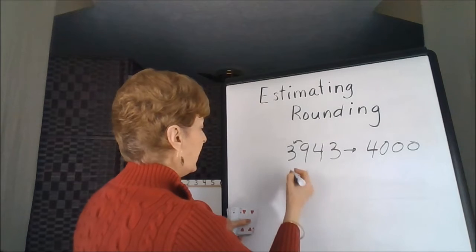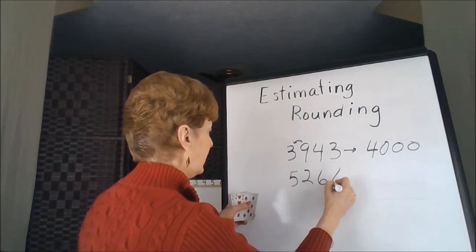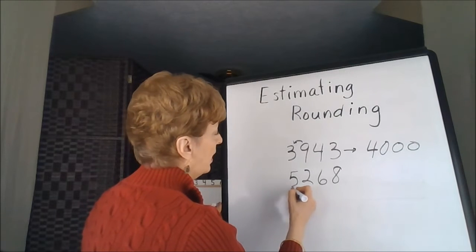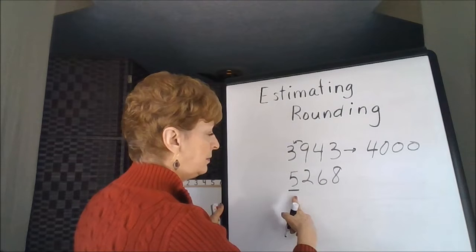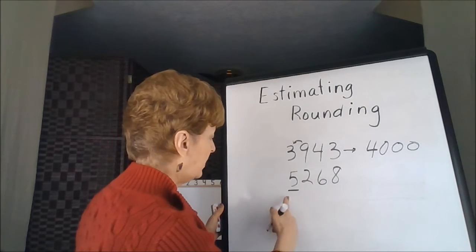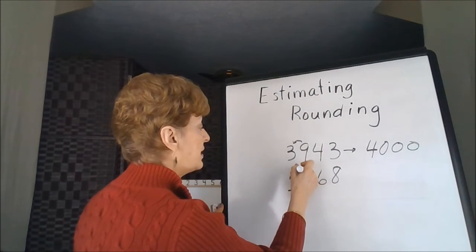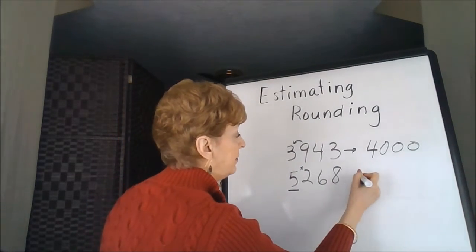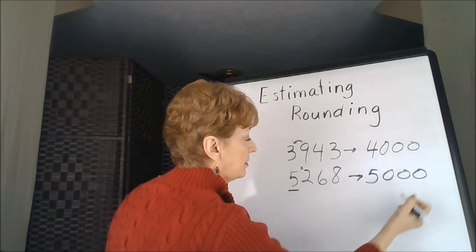If we were going to take another number, 5, 2, 6, and 8, if we were going to round to the nearest 1,000 again, 2, the number touching the 5 right to the right-hand side, is a wimpy number. So this stays a 5, and we have our zeros.